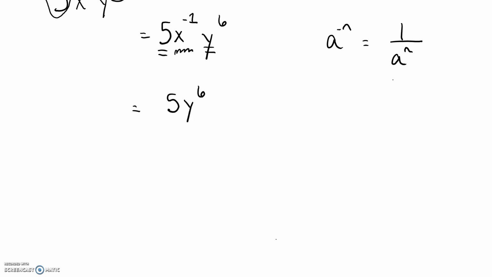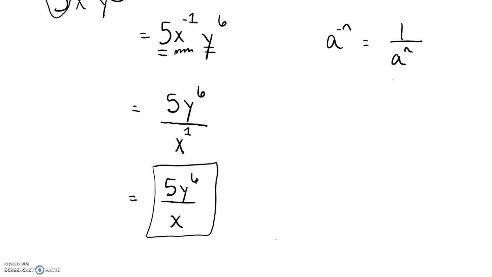And then the x term is where we're going to utilize our rule. Take that to the bottom so that exponent becomes positive. And if you have an exponent of 1, you can actually leave it and just rewrite that as 5y to the 6 and leave that 1 off of that exponent for the x. It is assumed to be 1 if you don't see it.